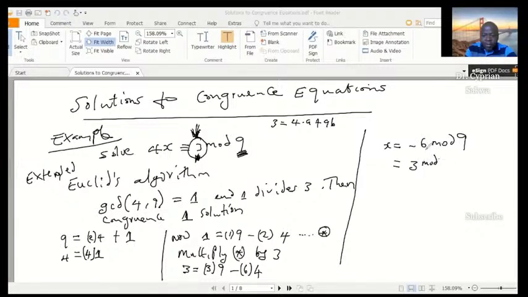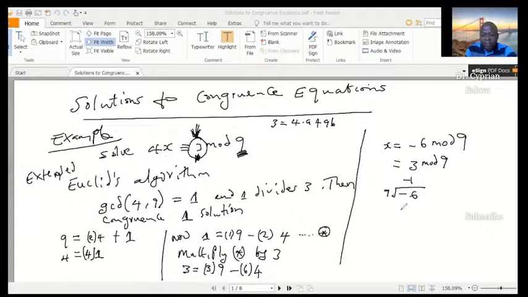If 9 was to go into negative 6, the remainder would be 3. You know how to divide it, and it will go to negative 1. Negative 1 times that will be negative 9. When you subtract this from that, the remainder will be 3. The remainder is always positive.